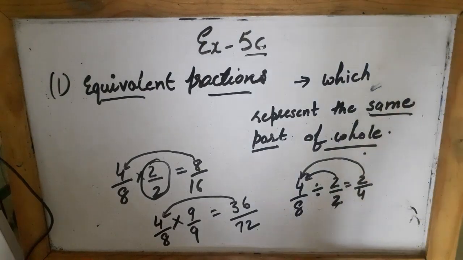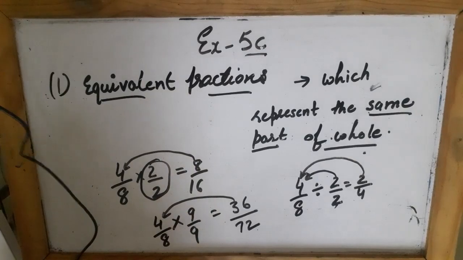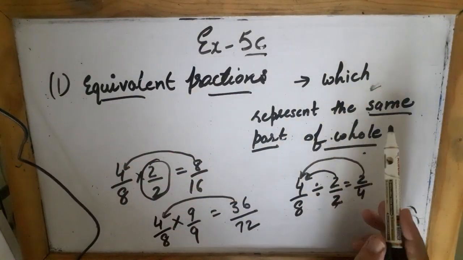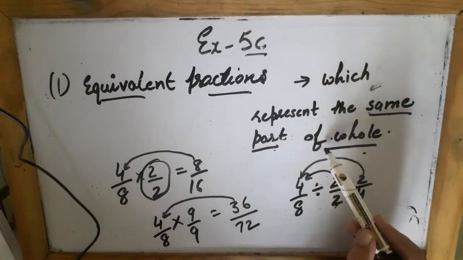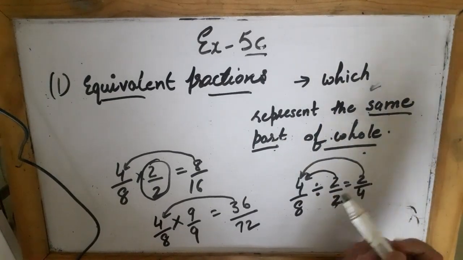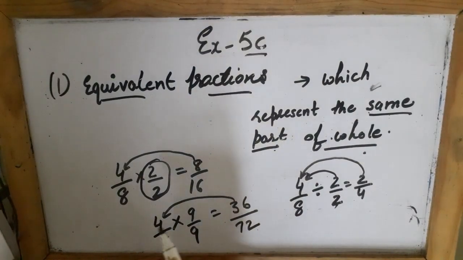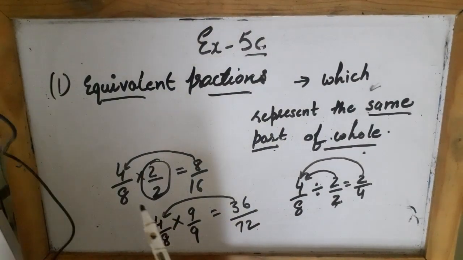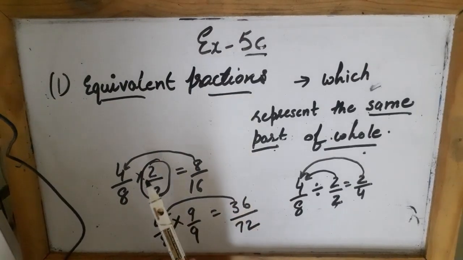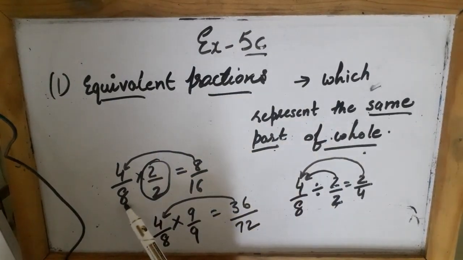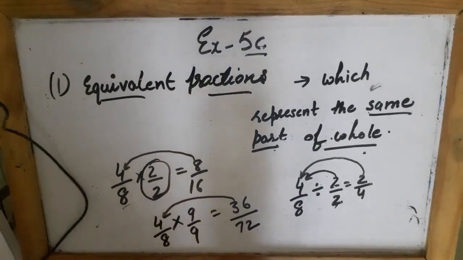So what have you understood? First of all, equivalent fractions are the fractions which represent the same part of the whole, or which have the same value. And how can we get equivalent fractions? We can get equivalent fractions by multiplying or dividing the given fraction with the same number.